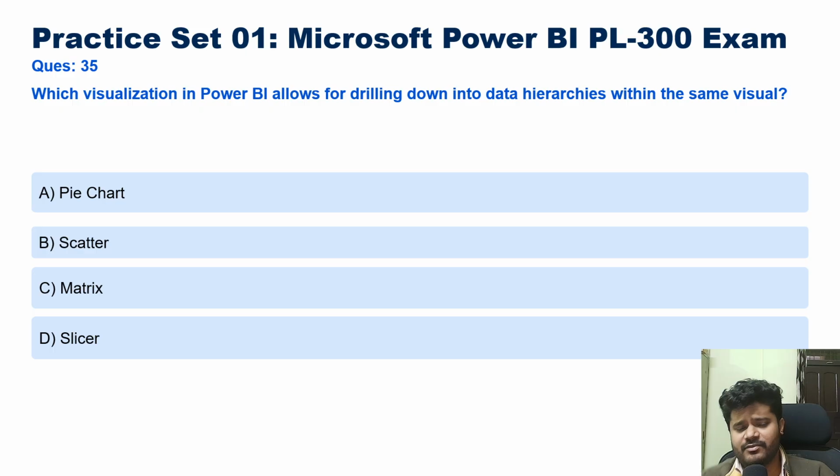The question says, which visualization in Power BI allows for drilling down into data hierarchies within the same visual? Your options are A, pie chart, B, scatter, C, matrix, and D, slicer. Those of you who are already aware of the pattern, I'm gonna pause the video here for 10 seconds. You can think what is the solution for this question. Your time starts now.